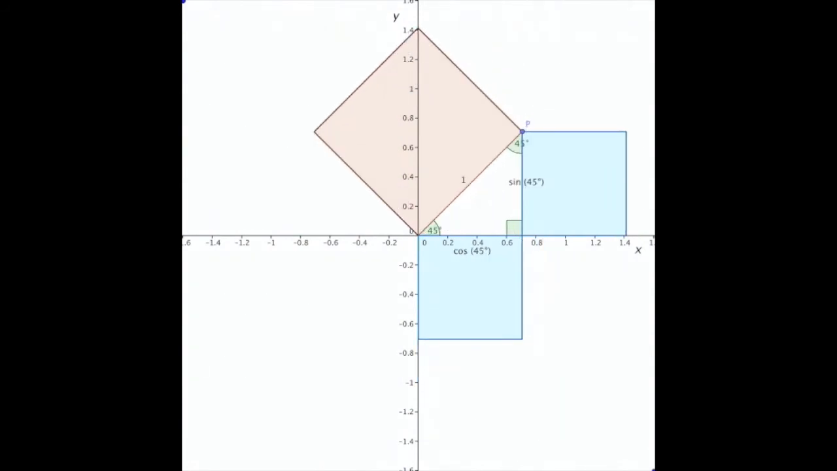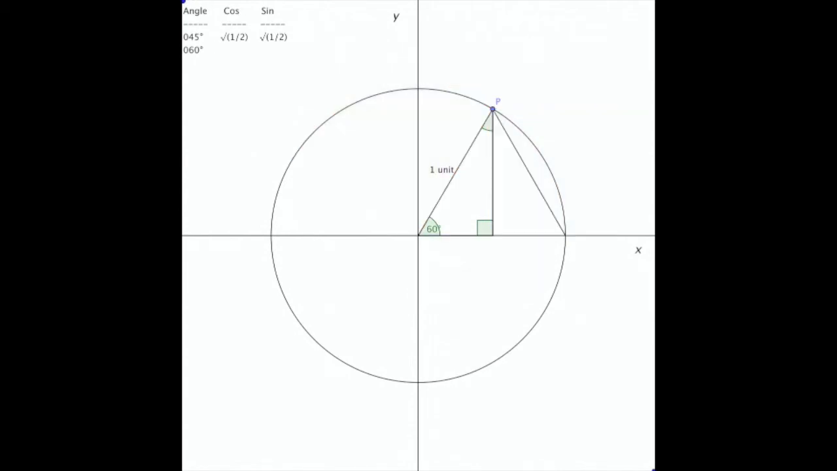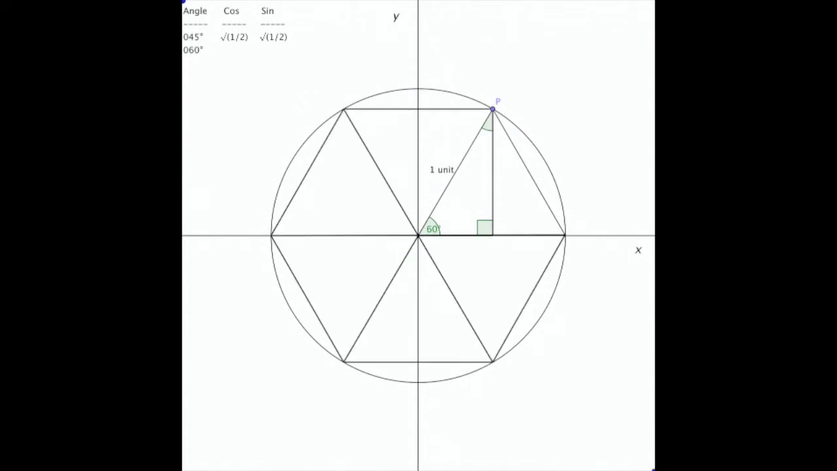Okay, back to specific angles. We've looked at 45 degrees. What about 60 degrees? I've drawn a circle here with a radius of 1 unit, centre on the origin, just to make things a little clearer. Can you see the equilateral triangle here? I guess you've seen a diagram like this before, and you know that the vertical line through P cuts an equilateral triangle in half. That means that the base of the marked right triangle must be a half.